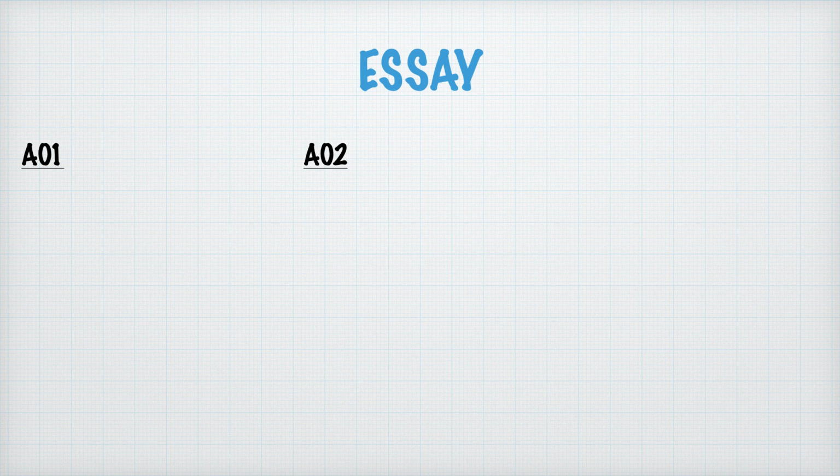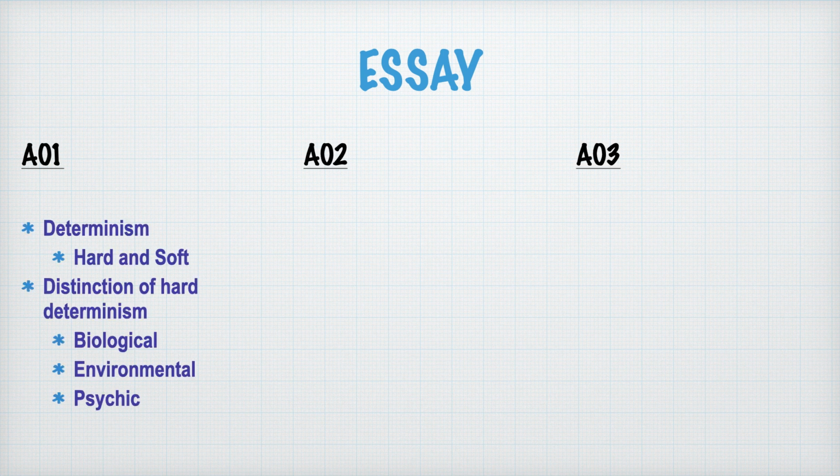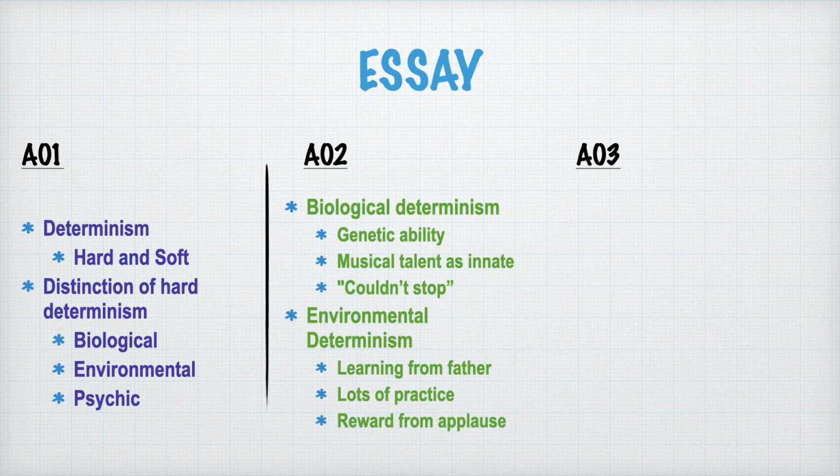Okay, so here is my plan. I've got almost the same outline as I had for my previous essay. I've obviously cut out the free will bits, but other than that, I've kept it with determinism, hard and soft, and then the distinctions of hard determinism. I've then got my application, so I'm going to focus on biological determinism as the cause of musical talent, and then I've got some environmental determinism as an alternative cause for musical talent.